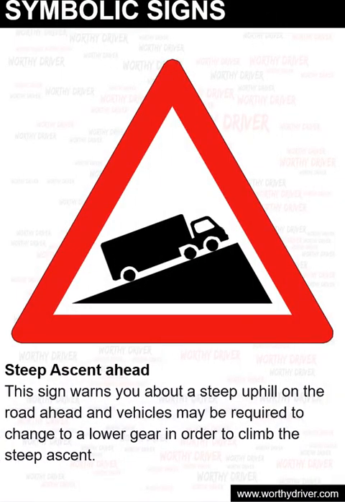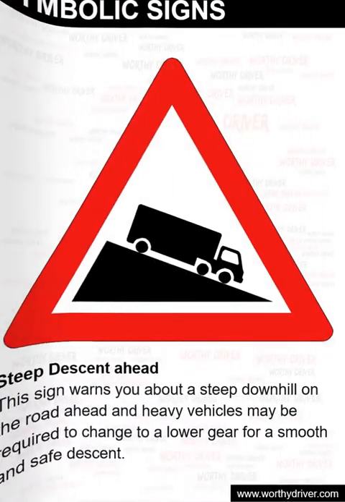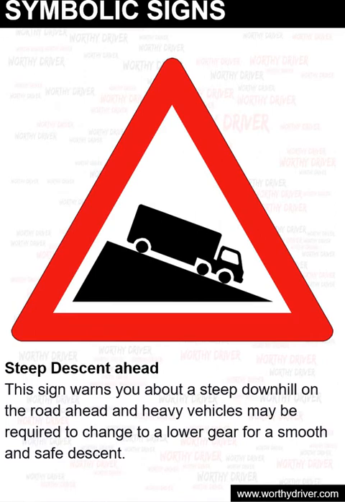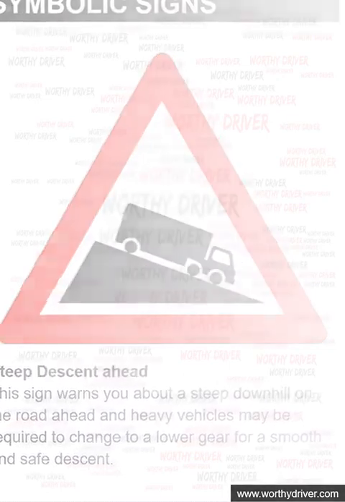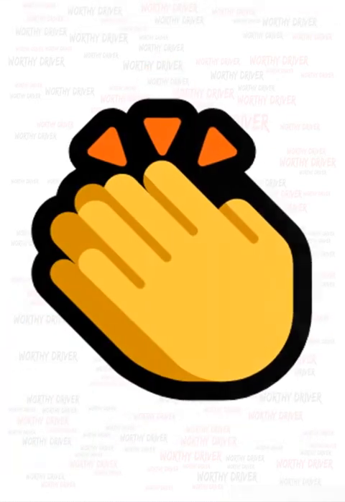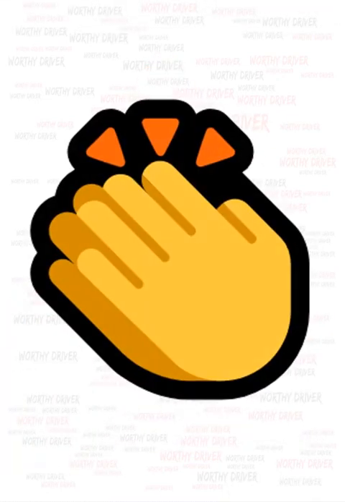Steep ascent ahead. This sign warns you about a steep uphill on the road ahead, and vehicles may be required to change to a lower gear in order to climb the steep ascent. Steep descent ahead. This sign warns you about a steep downhill on the road ahead, and heavy vehicles may be required to change to a lower gear for a smooth and safe descent. Well done. You have come to the end of the lesson.